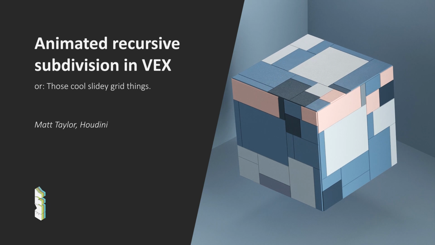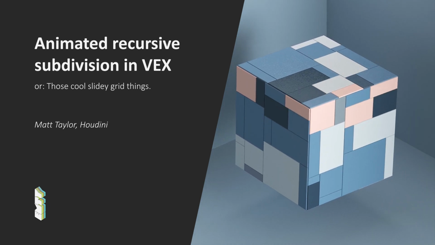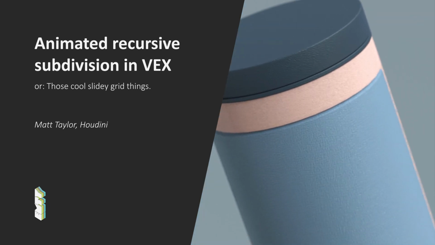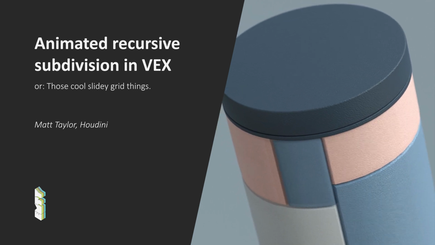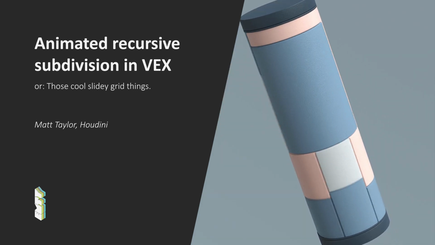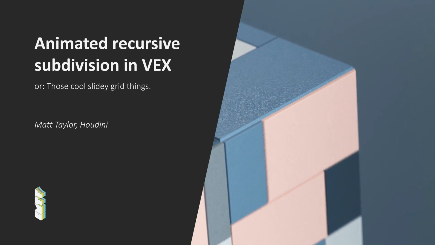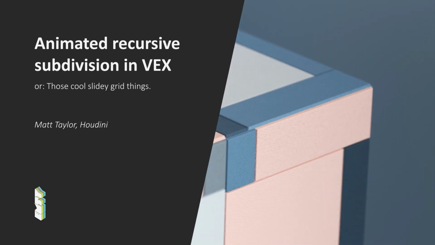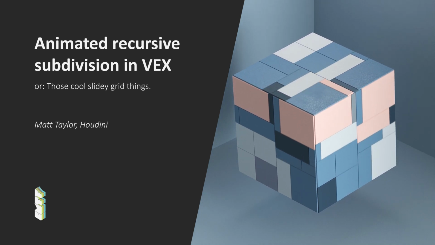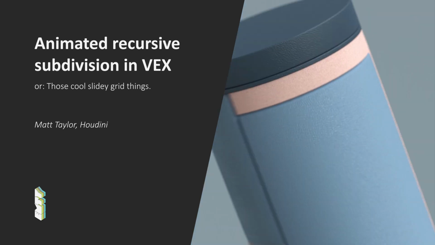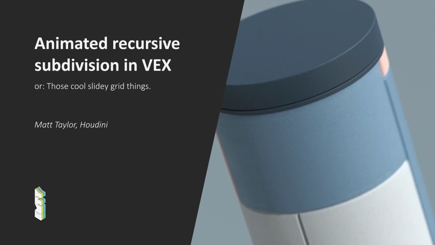My name's Matt Taylor and we're going to be learning how to make these Mondrian-esque slidey grid things in Houdini using VEX. It's probably best if you've at least got the basics of Houdini down before you do this, and if you've used VEX before, that's going to be really helpful. Right, so let's get started.